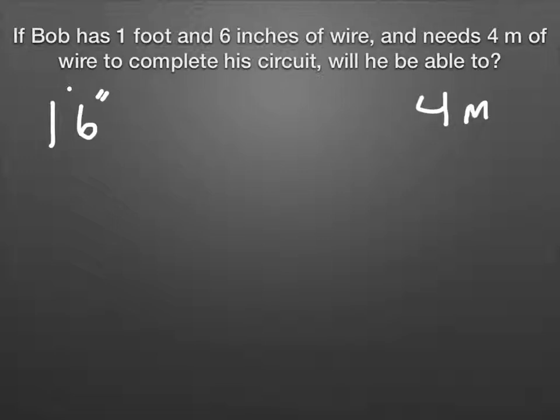So the way to convert this is we need to convert our 1 foot 6 inches into meters. First and foremost, we need our 1 foot 6 inches in a similar unit. It's easier to convert the larger unit into a smaller unit, so we know 1 foot is 12 inches, so then 12 plus 6 is 18 inches.